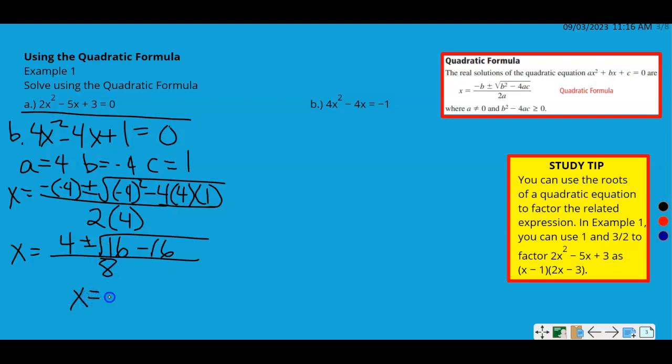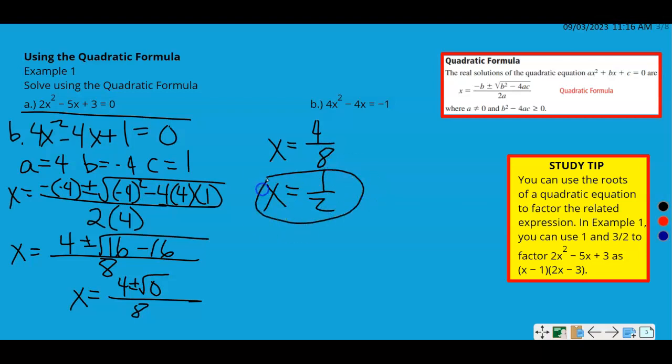To simplify further, we're going to have 4 plus or minus 16 minus 16 is 0. So we're going to have the square root of 0. The square root of 0 is just 0. So we don't have to actually put that, but we will for one step. All right, so then we're going to have x equals 4 plus or minus 0. 0 doesn't change anything. So it's really just going to be 4 over 8. And 4 over 8 reduces to 1/2.